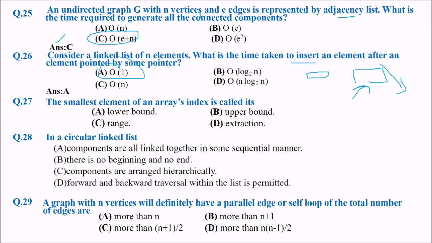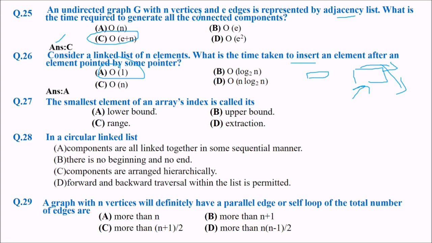This is very, very good because in an array it will take you order of n time, but here it is just order of 1. So it's constant time. What you have to do is just change the pointers only, nothing else.